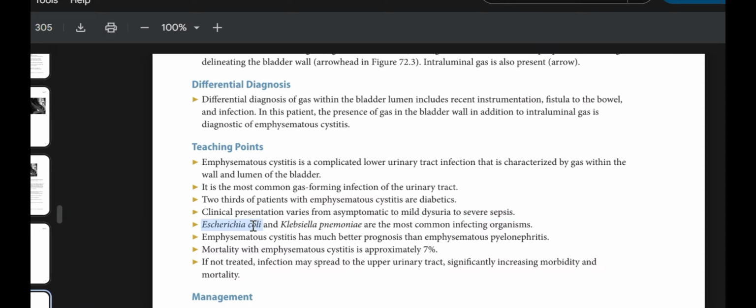Escherichia coli is the most common cause, the most common gas-producing organism. So E. coli is the most common gas-producing organism to cause emphysematous cystitis, along with Klebsiella. So E. coli and Klebsiella. So emphysematous starts with E, emphysematous, E. coli, okay, and Klebsiella.